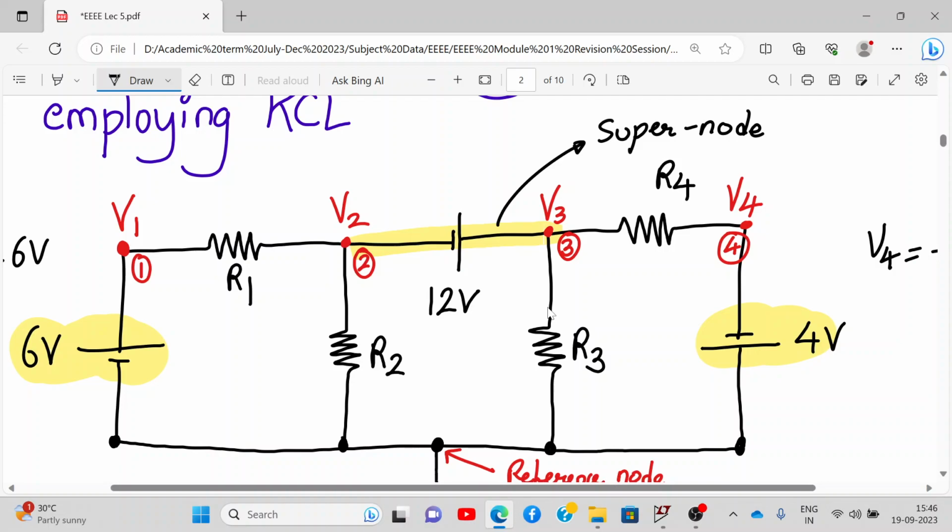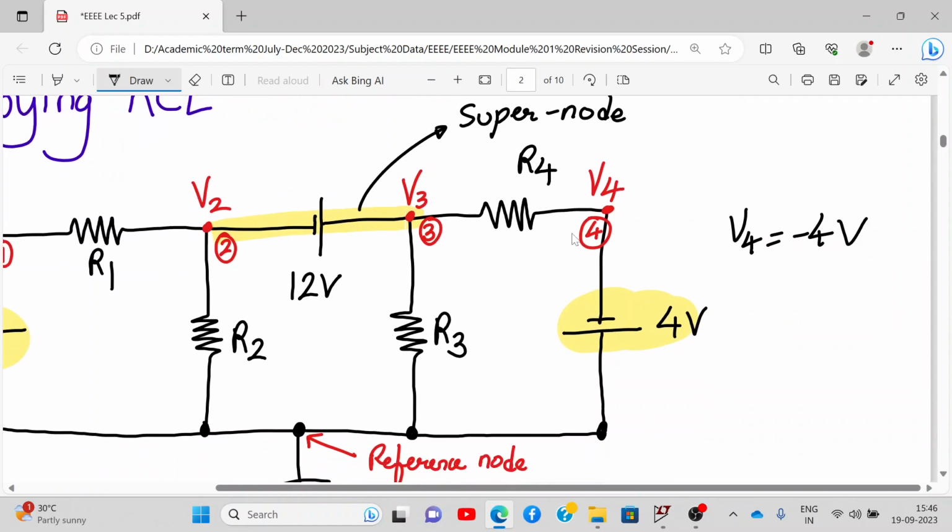To solve this, we need to employ the supernode concept. In a supernode we need to write the equation of the supernode using KCL, and we also need to write the equation relating the node voltages and the voltage source. If you see carefully, here we can write the equation relating the node voltages and the voltage source. This is positive, this is negative, because it's the higher voltage. So V3 minus V2 is equal to 12.